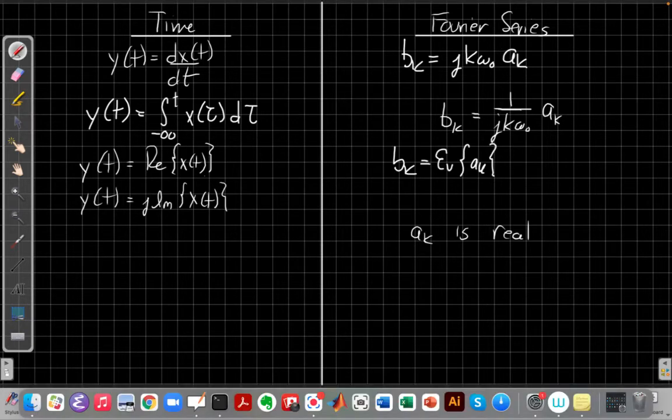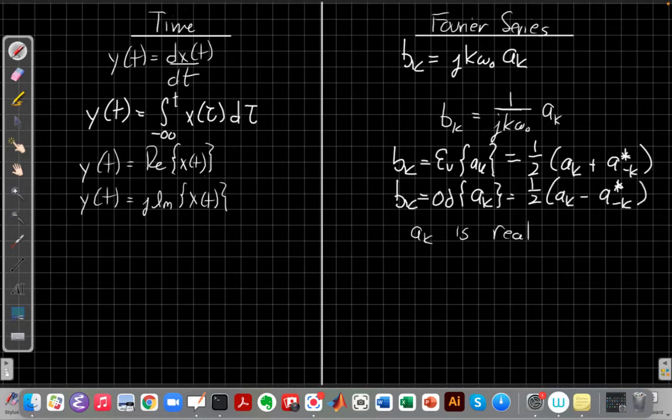So I take the even part of a sub k, which is the same way I did it last term. I take the a sub k, I flip it in k, and take the conjugate and add it. So that's the conjugate even form. Similarly, if I take the imaginary part in time, what do you think is going to happen? Right, it's the odd part.